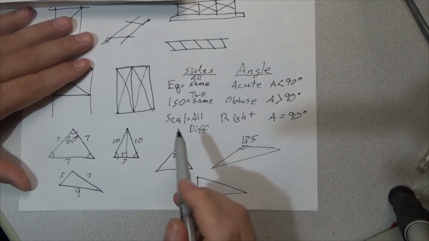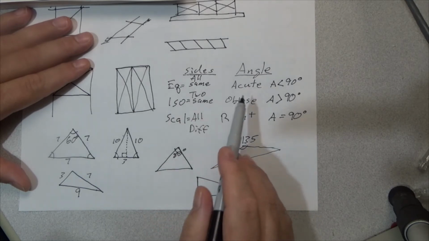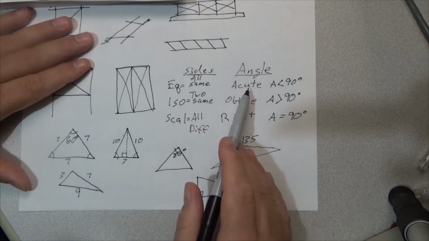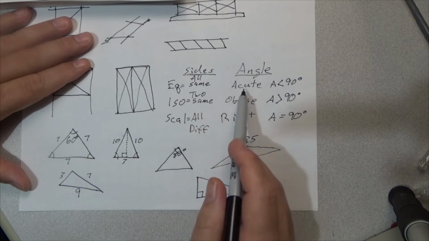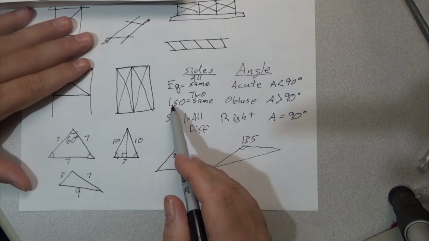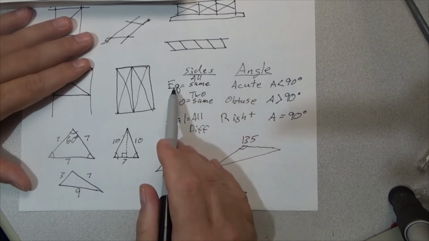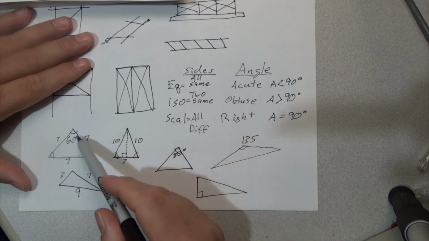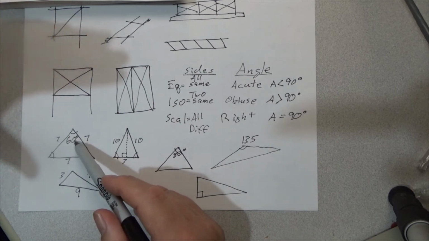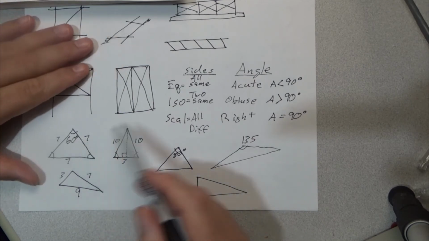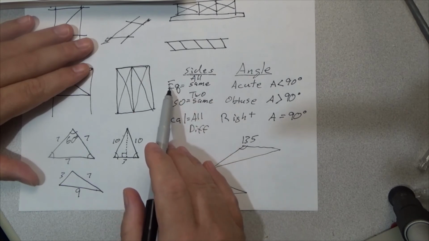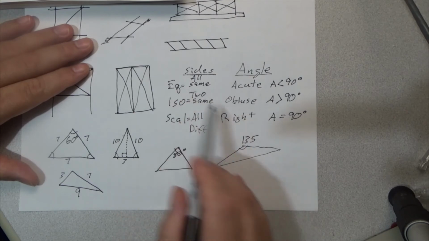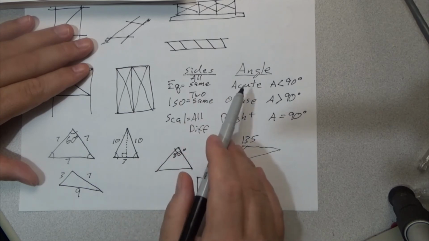So you can have an acute triangle that is a scalene. You can also have an acute triangle that is isosceles. All equilateral triangles will be acute because the biggest angle is going to be 60 because all of the angles are 60. So you cannot have an obtuse equilateral triangle or even a right equilateral triangle, only acute.